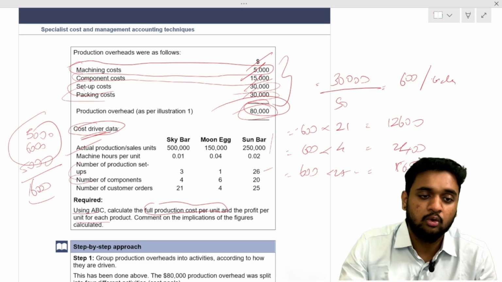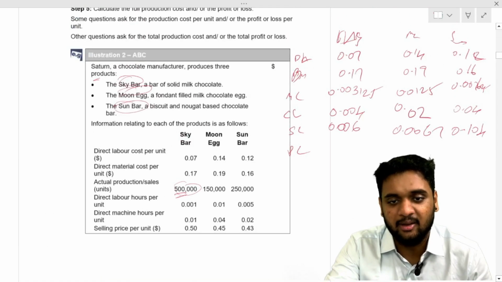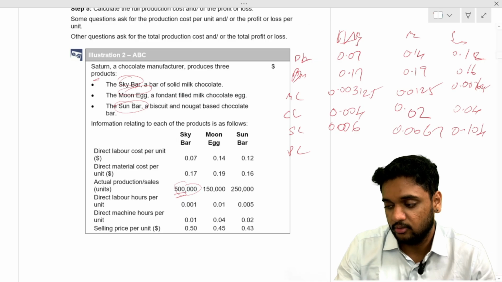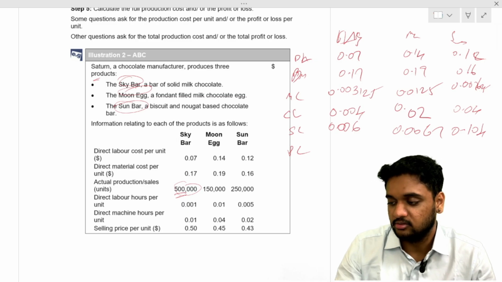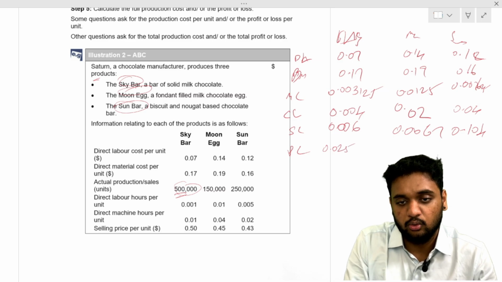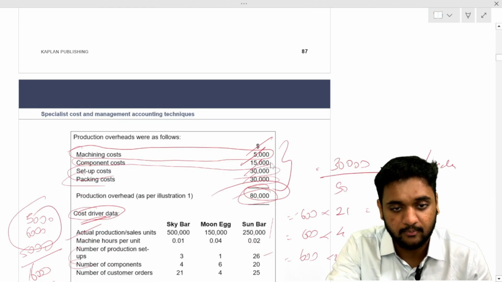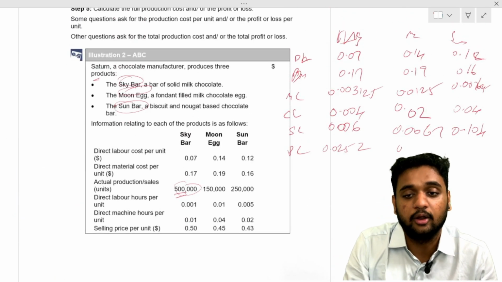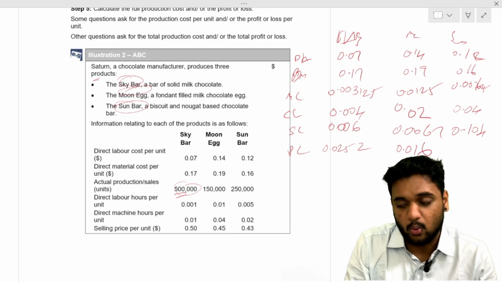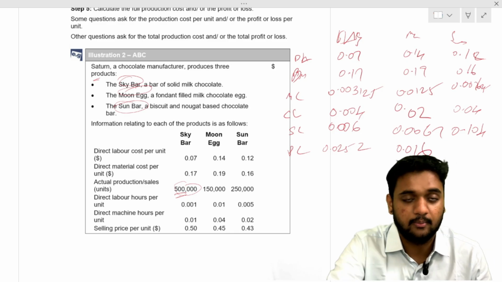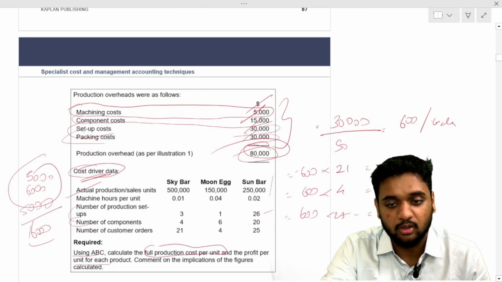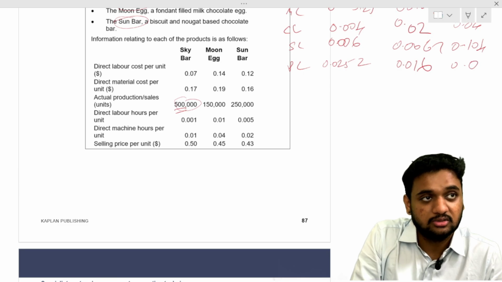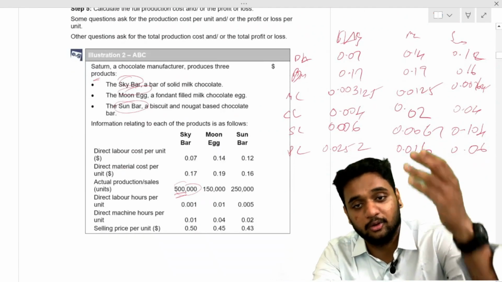These are the total packing costs for the 3 products, but we need packing cost per unit. So what will we do now? 12,600 divided by the number of units, 5 lakhs. How much will you get? 0.052. Next, 2,400 divided by 1,50,000, 0.016. Next, 15,000 divided by 2,50,000, 0.06.